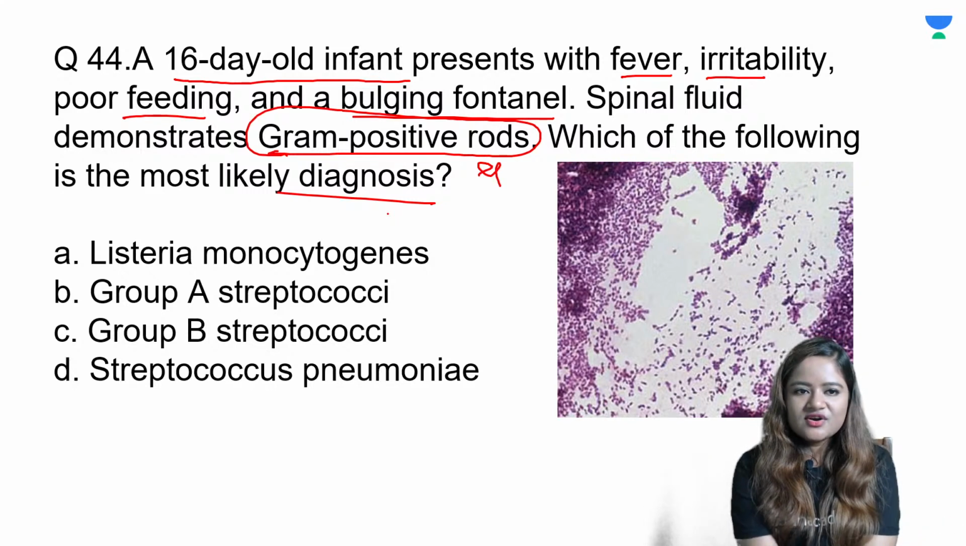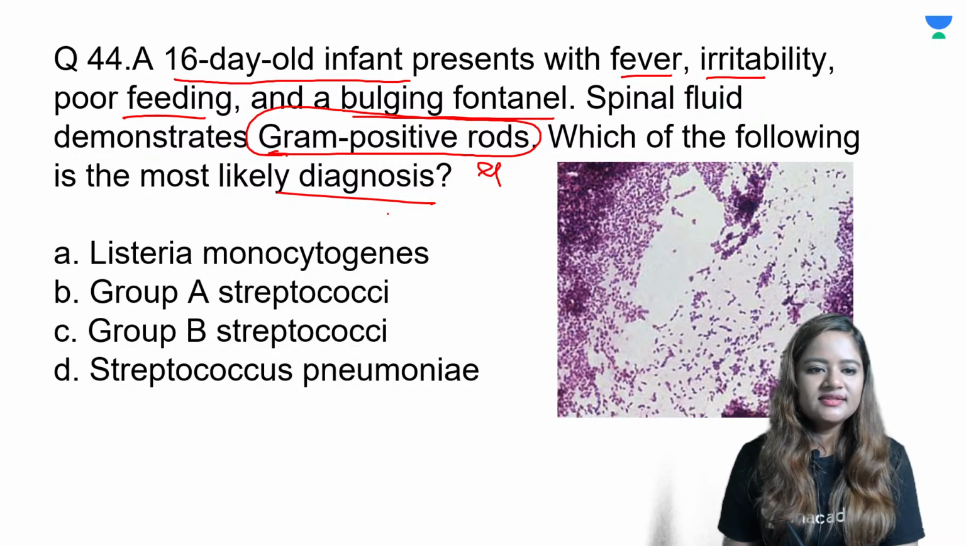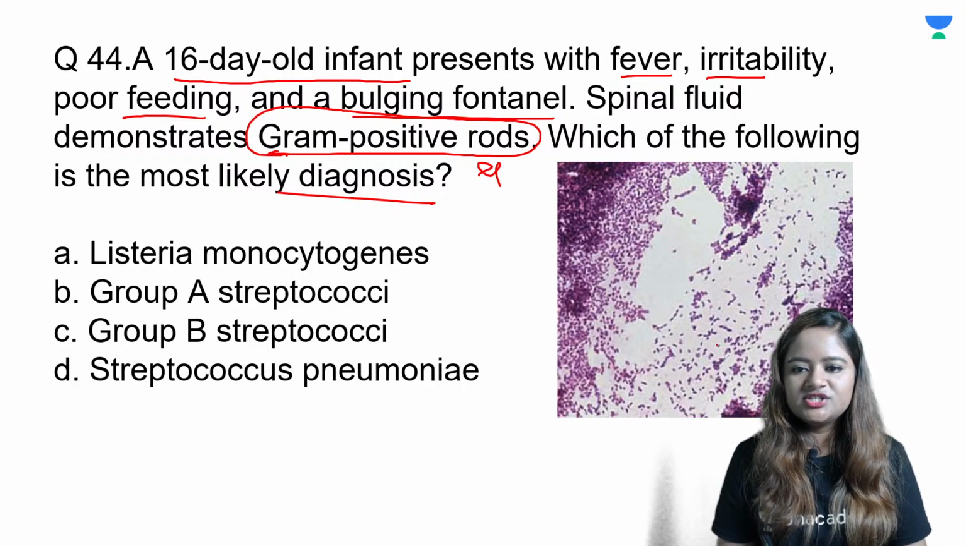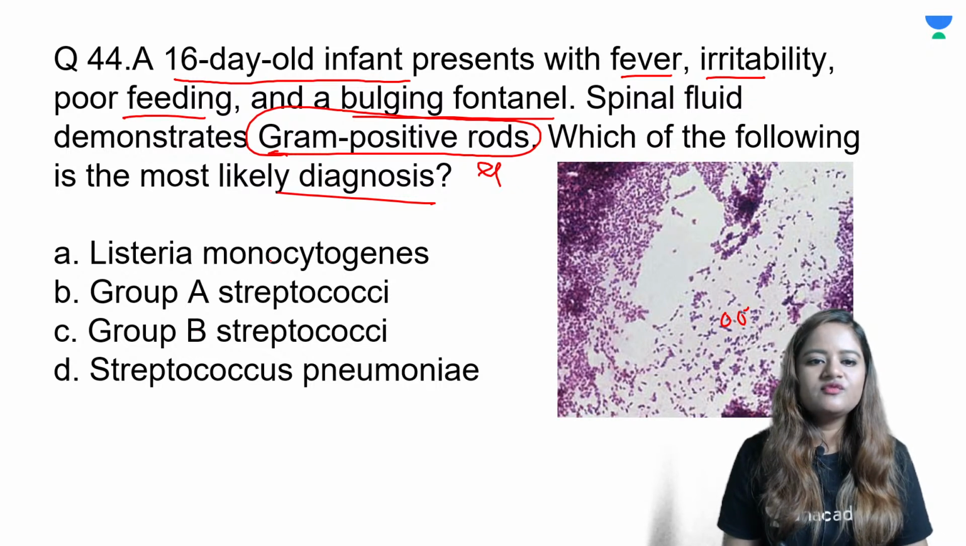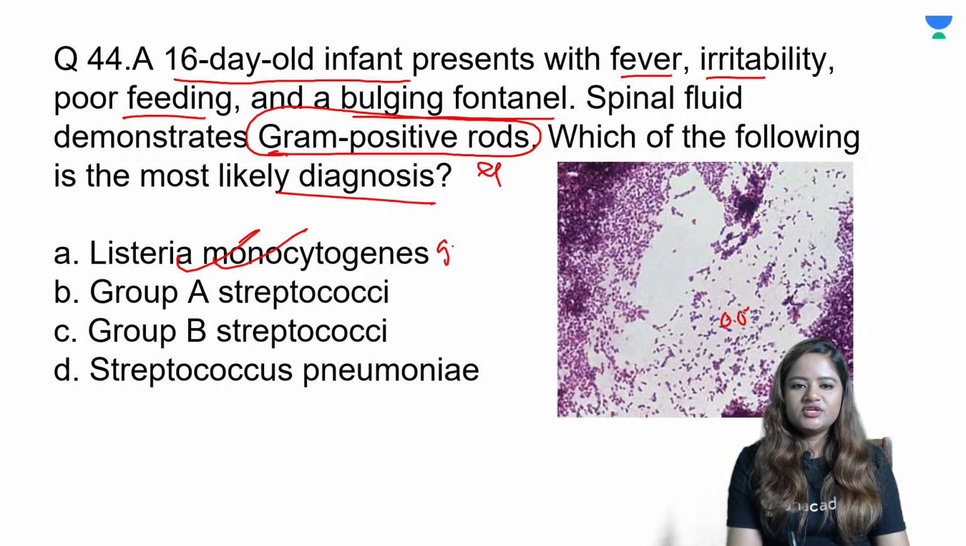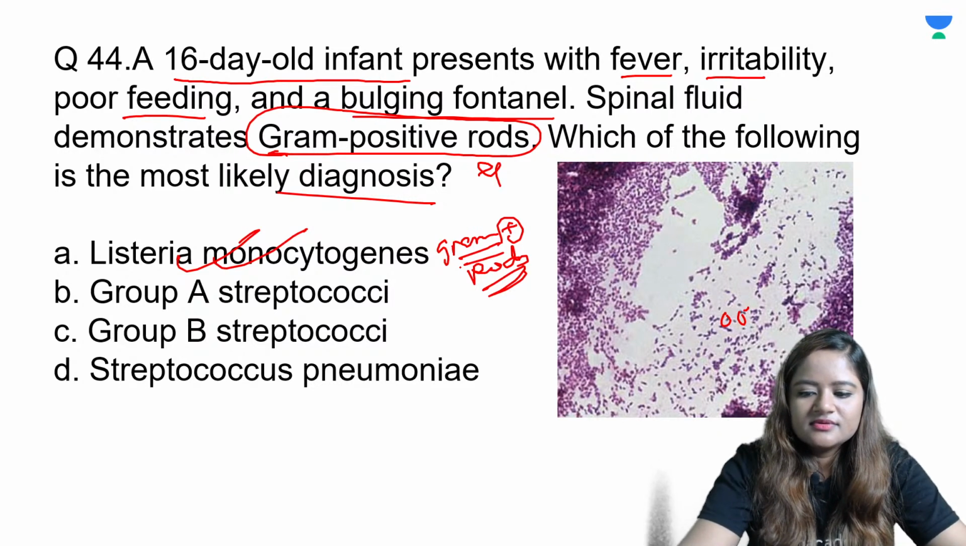The gram-positive rod in a newborn causing sepsis and meningitis is only one, that is Listeria monocytogenes. If you see this image, if they mention rods, please be careful. If it is elongated and like rods, don't go for streptococci and everything. It is obviously Listeria monocytogenes, that is gram-positive rods. Okay, so that becomes the answer to question number 44. Is it clear to everyone?